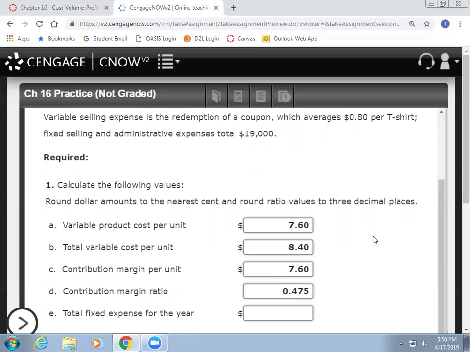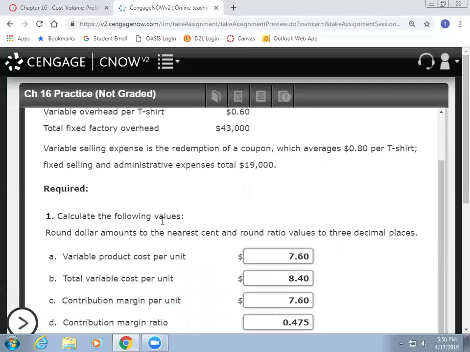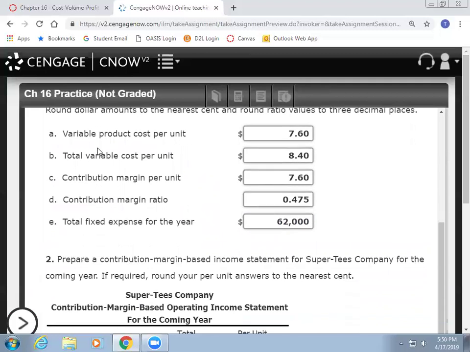And then on E, they just want the total fixed expense for the year. We have two fixed expenses: fixed factory overhead of $43,000, and fixed selling and administrative of $19,000. So $62,000 total fixed expenses. That's just computing those basic things that lay the foundation for this chapter.